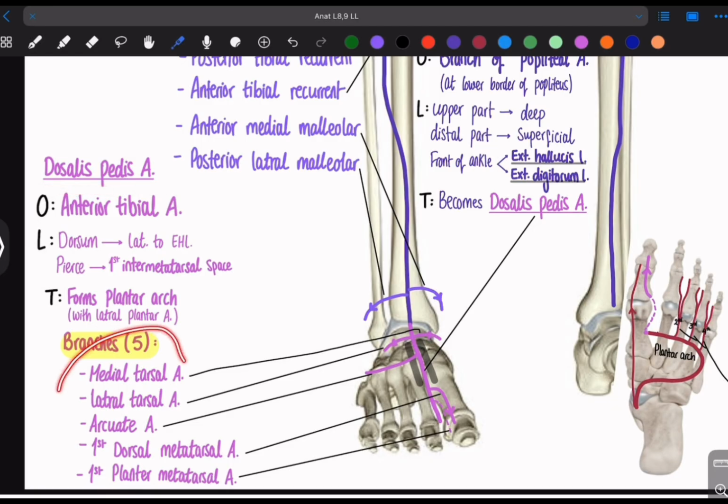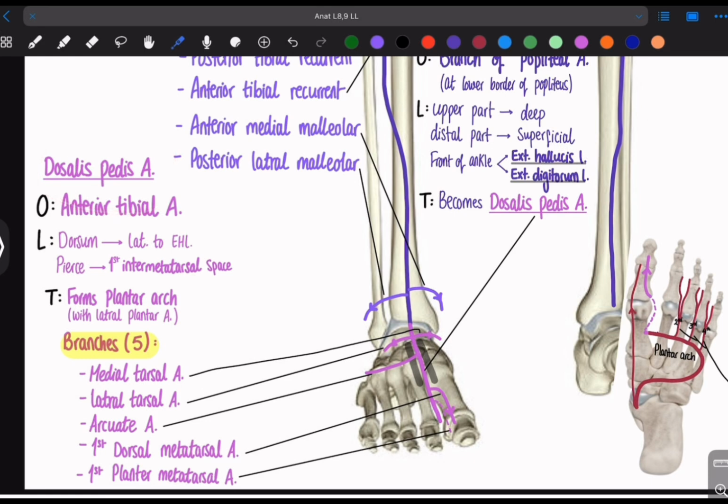What are the branches for the dorsalis pedis? Let's see the branches. First we know this is the dorsalis pedis, the one in the middle. What are the branches it's going to give? First, medial tarsal artery and lateral tarsal artery. From its name, it's going to go to the tarsals. So we have medial tarsal artery and lateral tarsal artery, okay? Then we have an arcuate artery. The arcuate artery is going to come here. It's going to supply the second, third, and fourth toes, okay? So the arcuate artery is here. It's the supply for the toes. So this is the third branch from the dorsalis pedis.